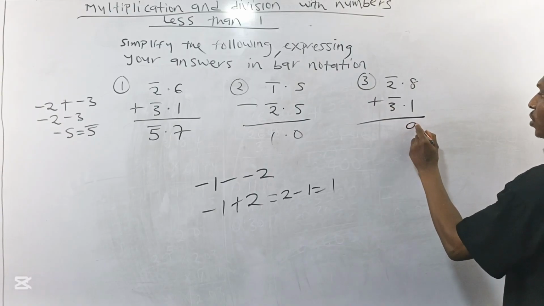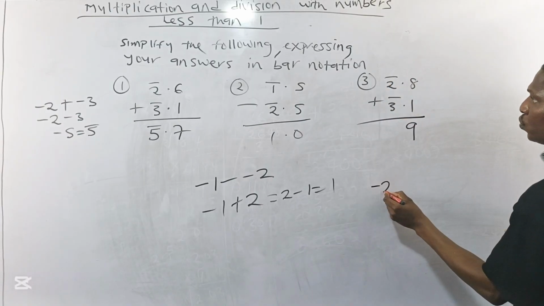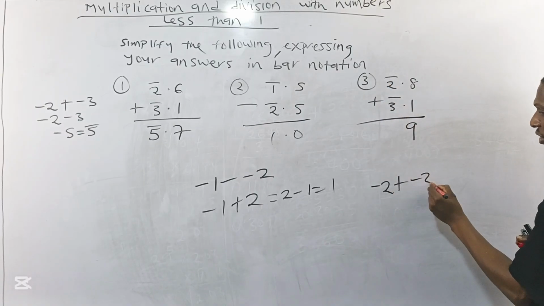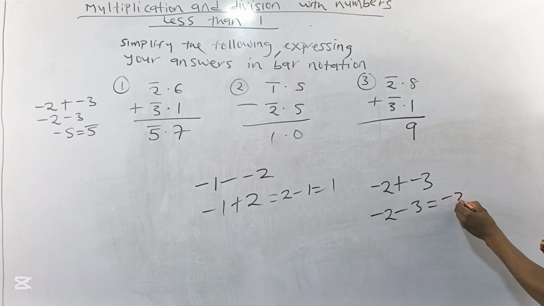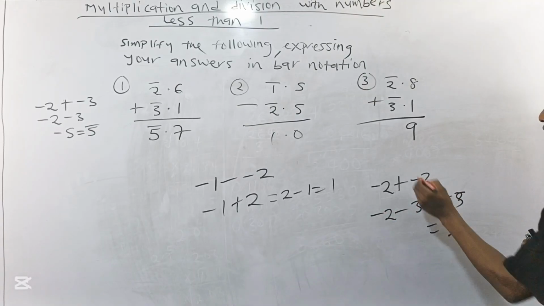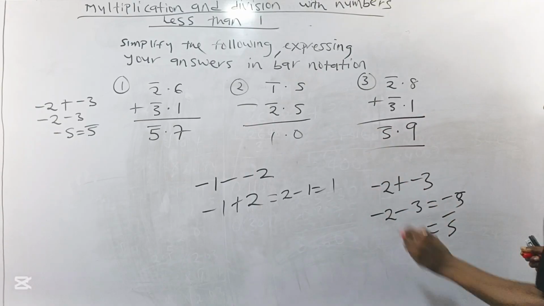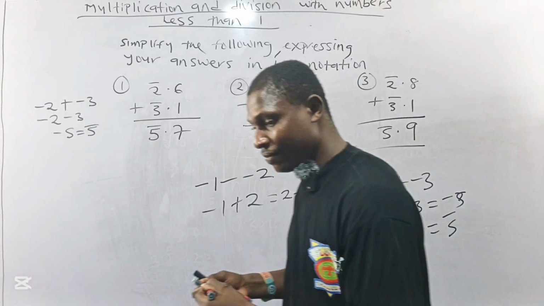And for the third, we have bar 2.8 plus bar 3.1. 8 plus 1 is 9. Bar 2 plus bar 3 is minus 2 plus minus 3, giving me minus 5, which is equal to bar 5. So we have bar 5.9 for this. So this is the solution to this.